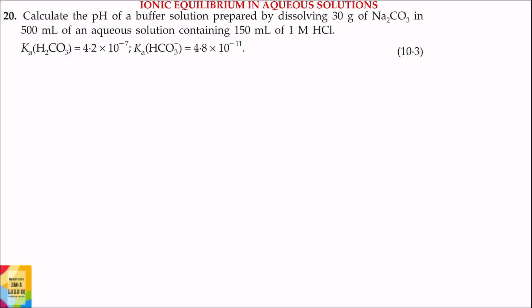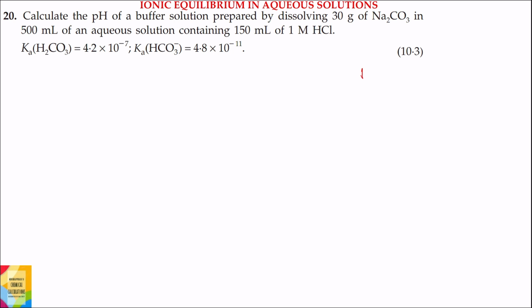Calculate the pH of a buffer solution prepared by dissolving 30 gram of Na2CO3 in 500 milliliter of an aqueous solution containing 150 milliliter of 1 M HCl. First of all, what is buffer solution? Now, before understanding buffer solution, you need to understand the acid conjugate base, weak acid conjugate base, or weak base conjugate acid pair.